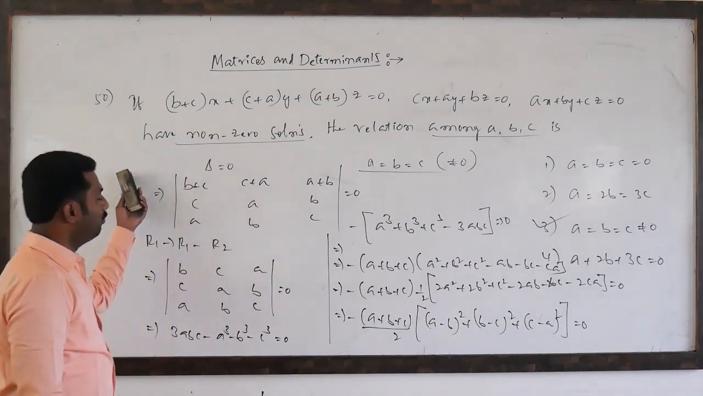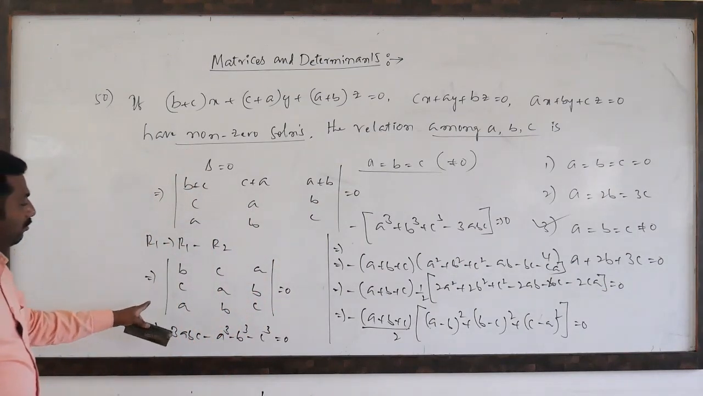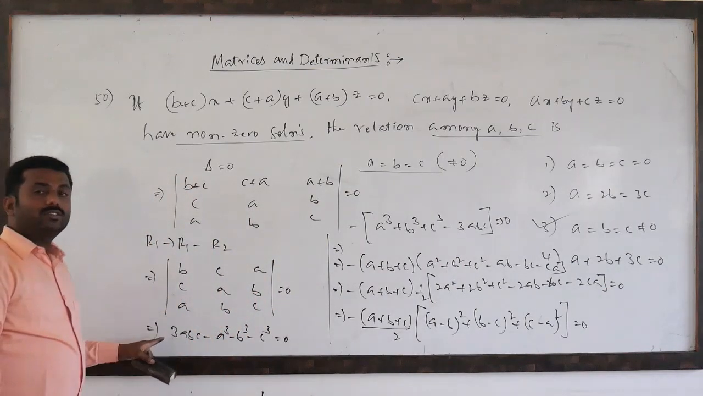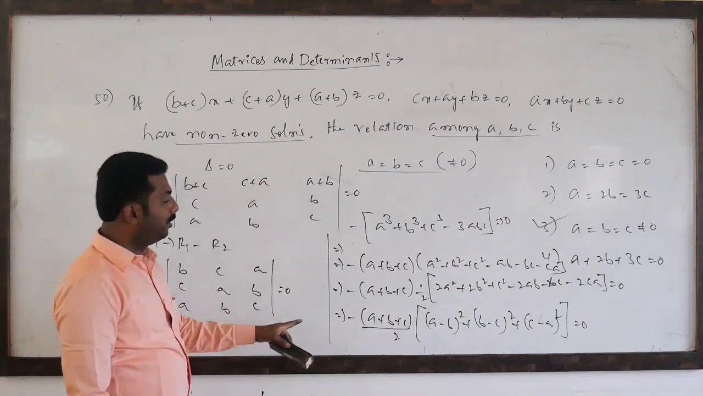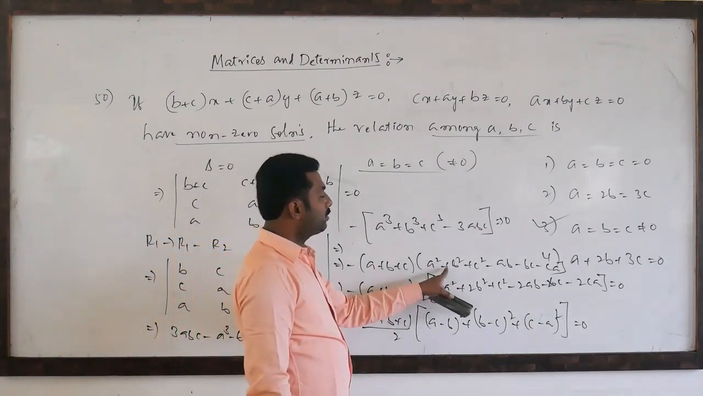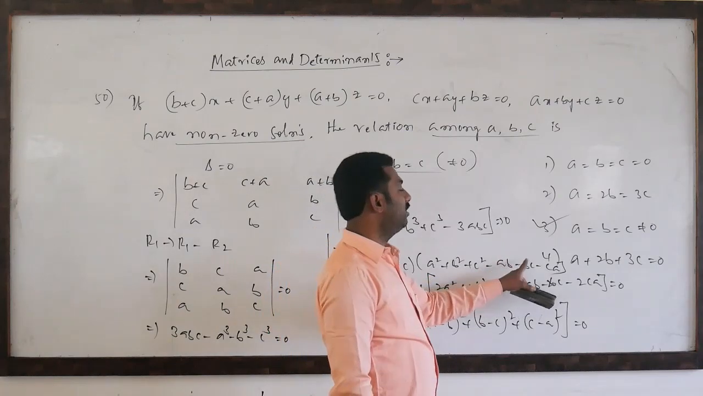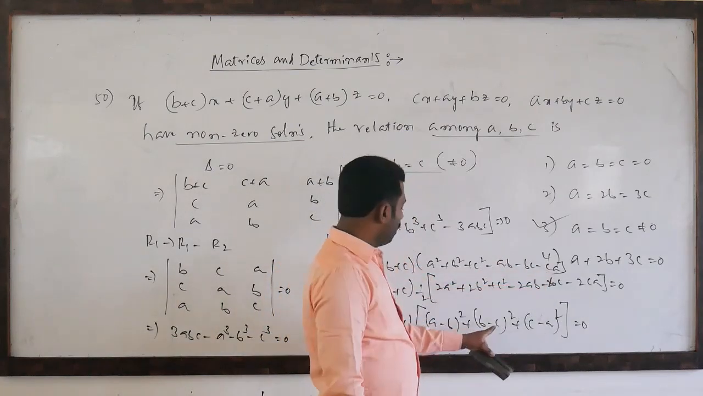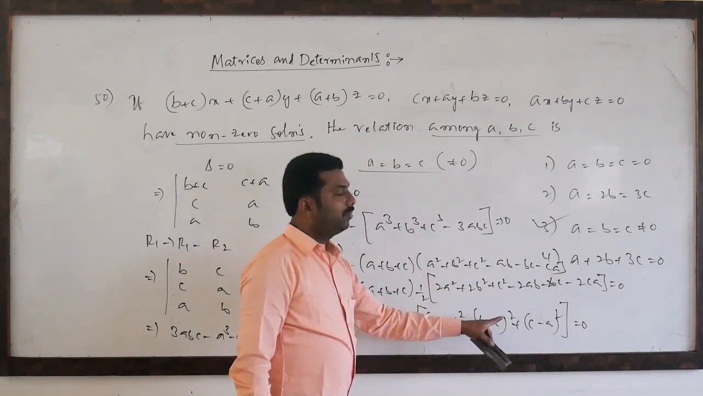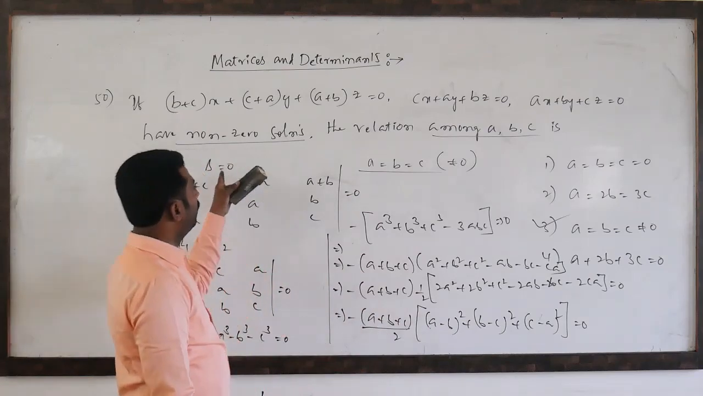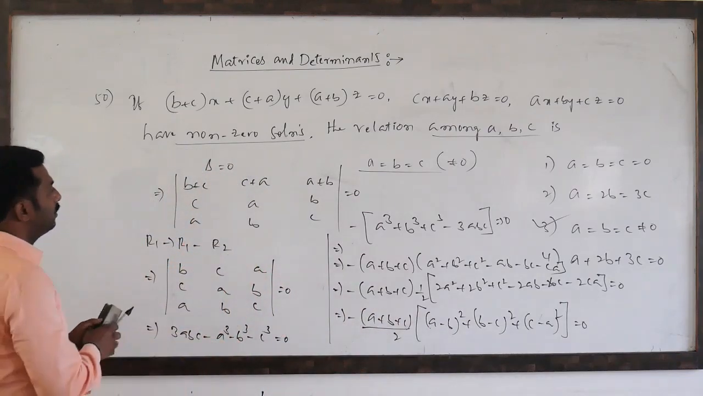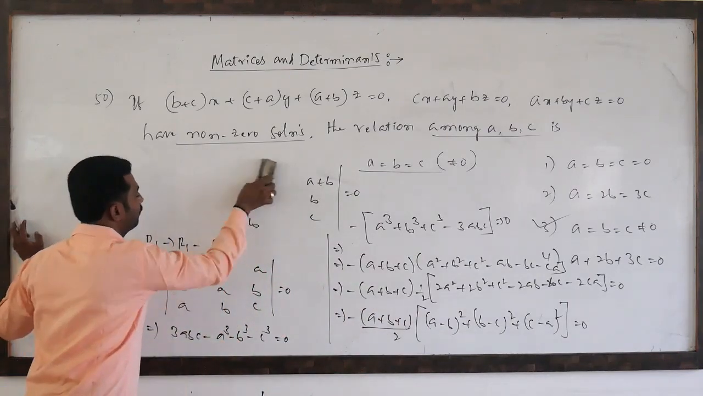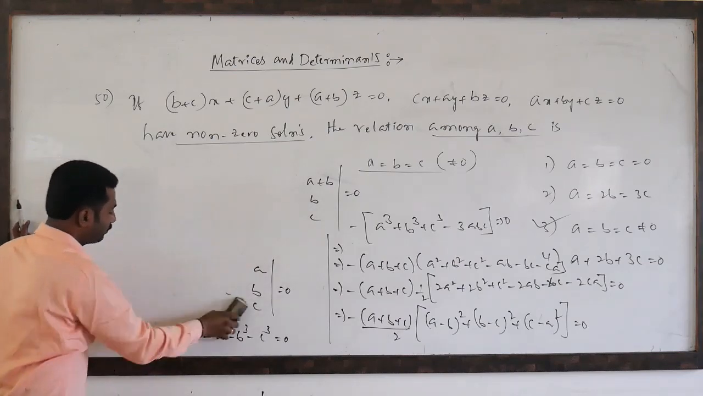So this is the most important result. This determinant is always negative, and the factors are (a plus b plus c) into (a square plus b square plus c square minus ab minus bc minus ca), or a equal to b equal to c also we can write. So like this we have to answer this type of questions. Next.